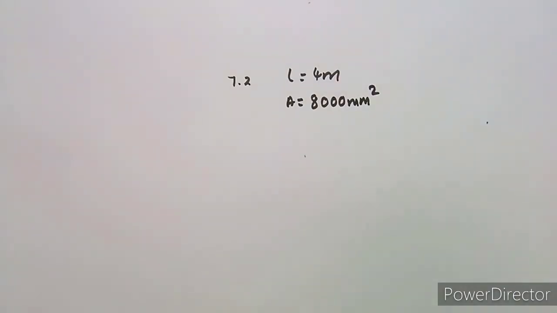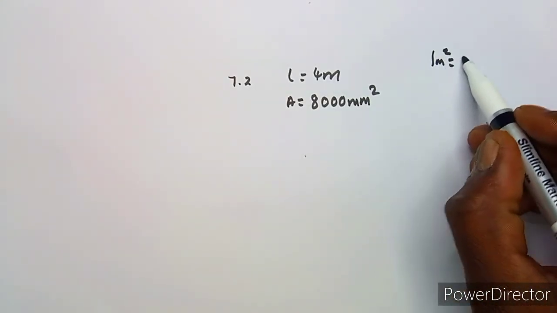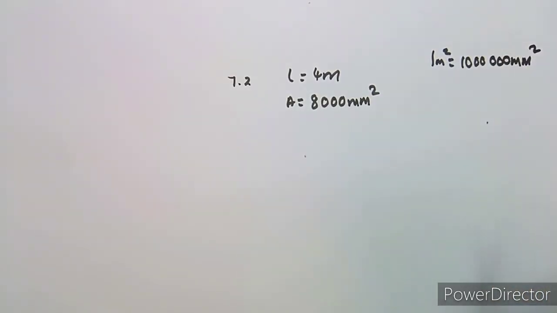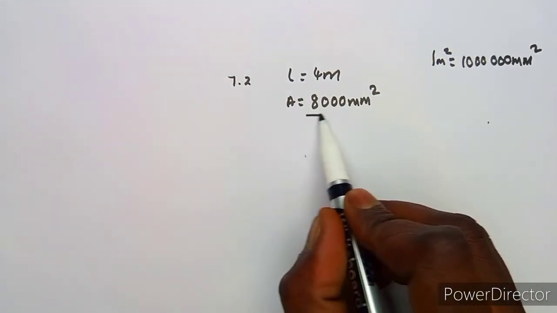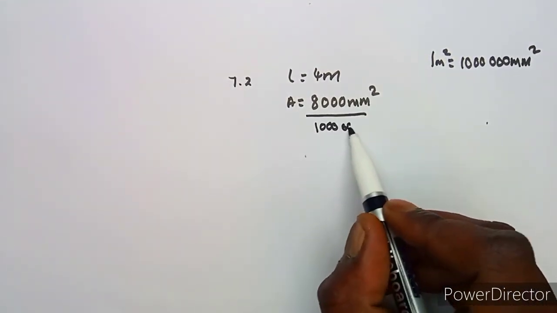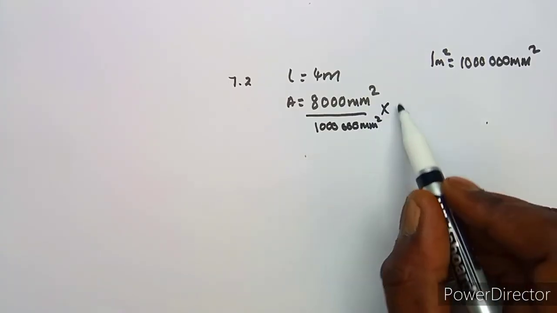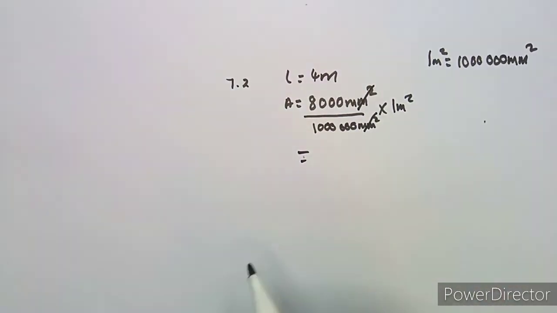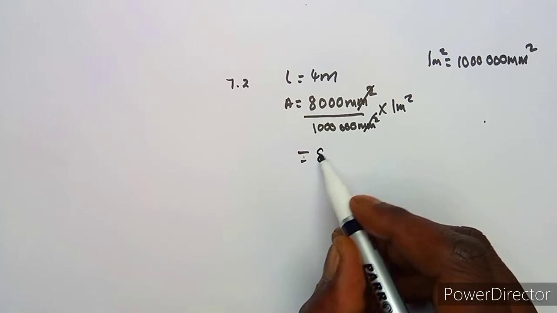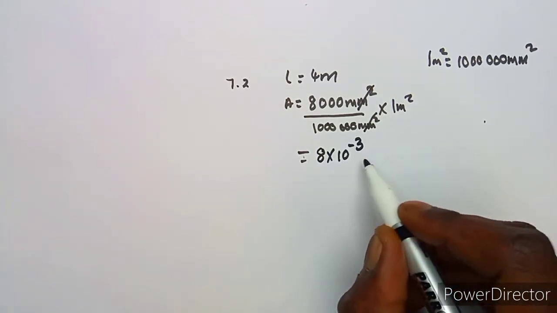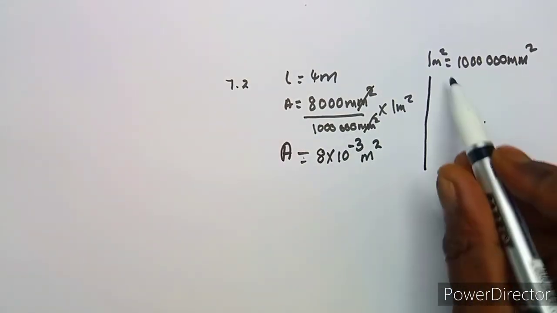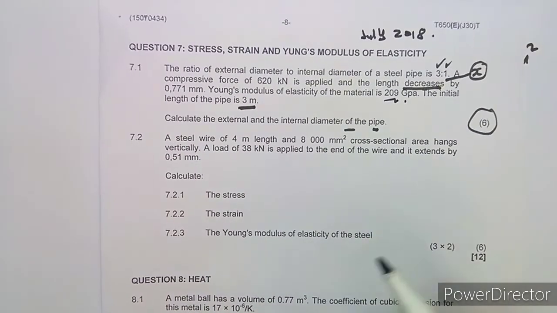Remember the relationship that in a square meter we have 1 million square millimeters. So if we have 1 million square millimeters, definitely we have to divide by 1 million so that it can be in square meters. If you do that, guys, you are going to obtain 8 times 10 to the exponent of -3, which is now in square meters. So this is your area. I think from your mathematics, you can understand this much better.